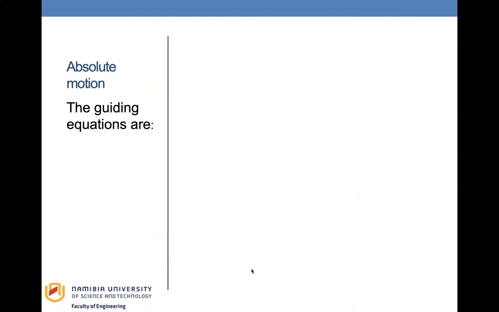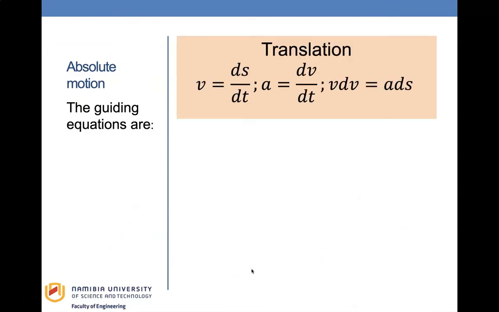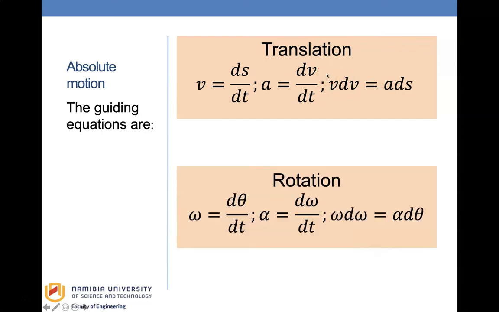Let's look at the guiding equations. Again, for translation, we have the velocity, which is the derivative of the distance, and then the derivative of the velocity gives you acceleration. Using these two equations, you can arrive at the relationship v dv is equal to a ds. So these are the relationships for translation.